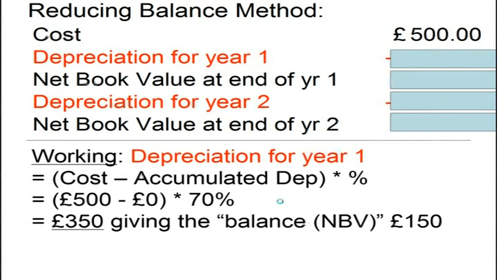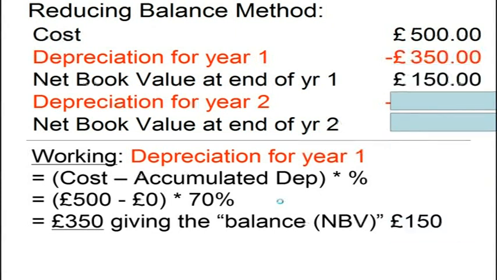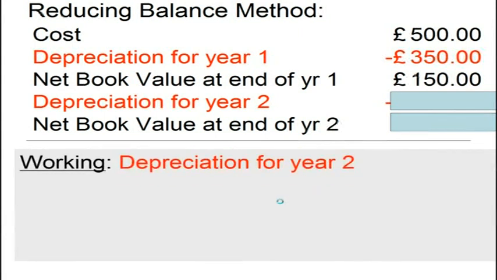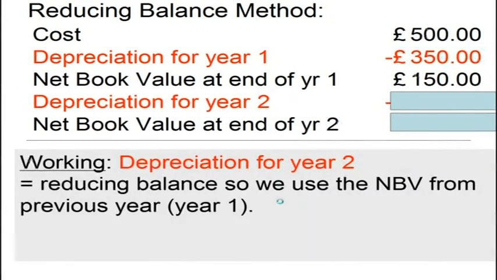So it's going to be 70% in this case of net book value, and the net book value for year 2 is the reducing balance from year 1. So it's the £150 we've arrived at from the end of year 1 times 70%, and that gives us £105, which is the depreciation, which is taken away from the net book value, and that gives us £45 left as the net book value at the end of year 2. So again, that's only 2 years, so it's gone from £500 now to £45, but that's because I've used 70%.